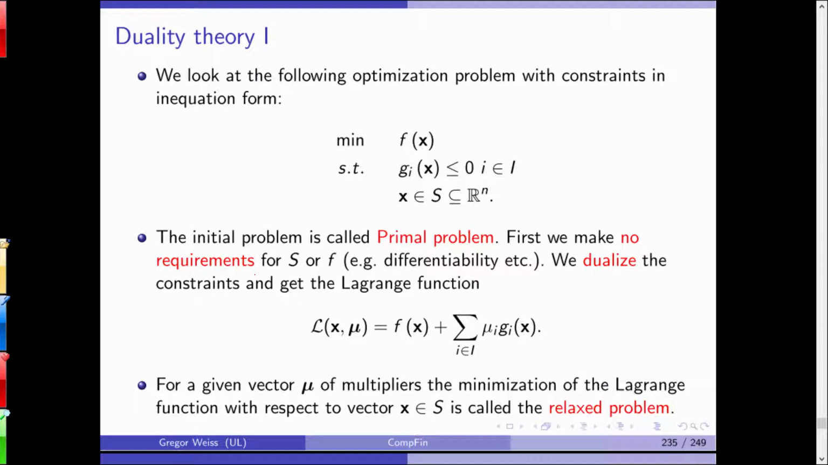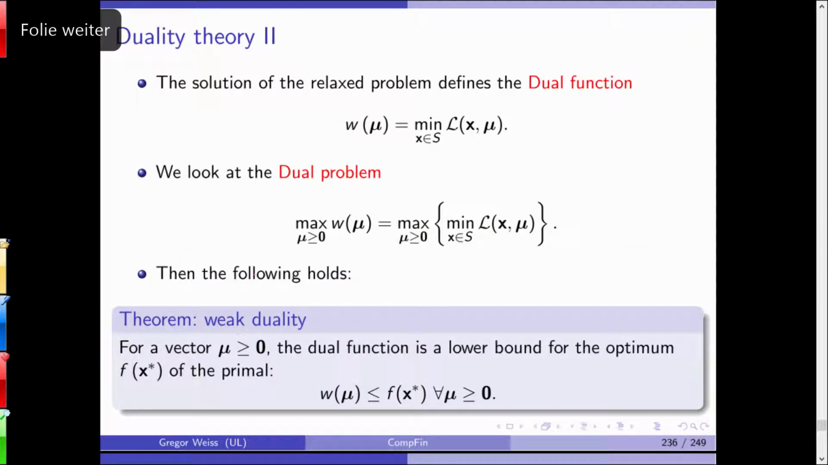What does this mean? It means that we don't look for the best x and mu at the same time, but simply we take a given vector of Lagrange multipliers and we minimize the Lagrange function with respect to just the vector x. This is a much simpler optimization, but remember, the Lagrange multipliers might not be optimal. So we are given a Lagrange multiplier vector, and then we minimize L, and this gives the relaxed problem.